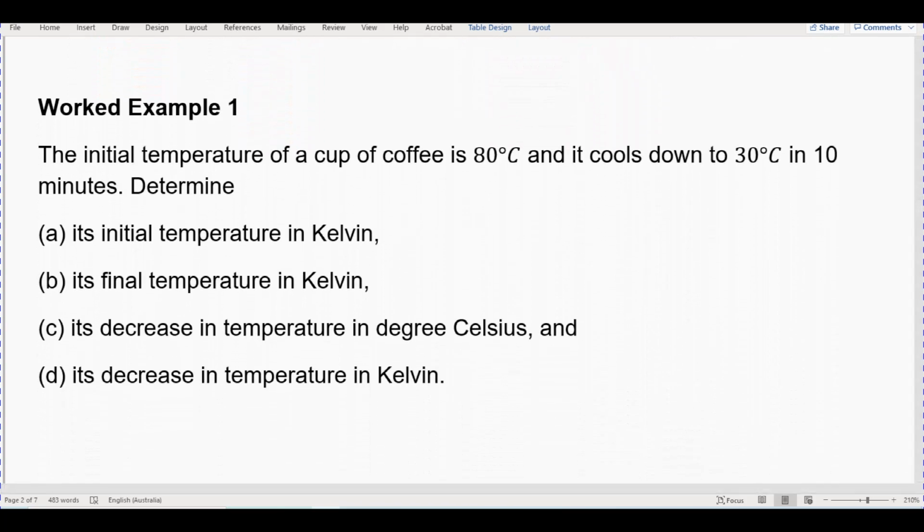Okay, so just to give you a very quick example to check your understanding. The initial temperature of a cup of coffee is 80 degrees Celsius and it cools down to 30 degrees Celsius. You see that's 80, the temperature unit that makes more sense to us, right? Because they are degrees Celsius. So 80 degrees Celsius coffee now cools down to 30 degrees Celsius in 10 minutes. All right, so let's try to find the initial temperature in Kelvin.